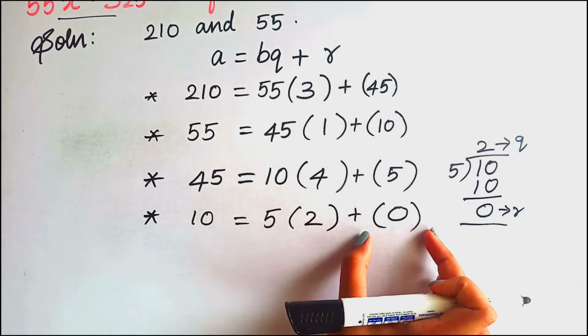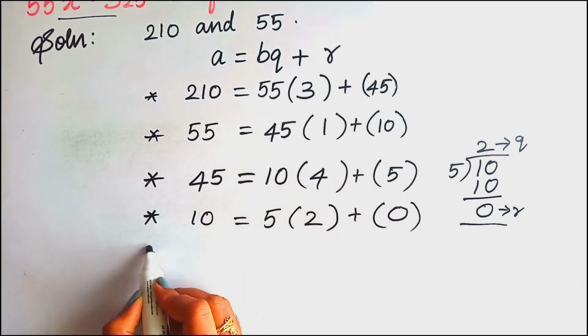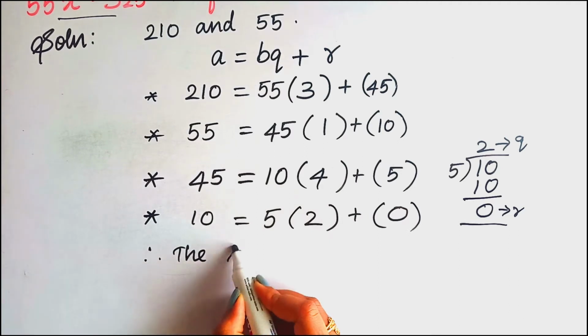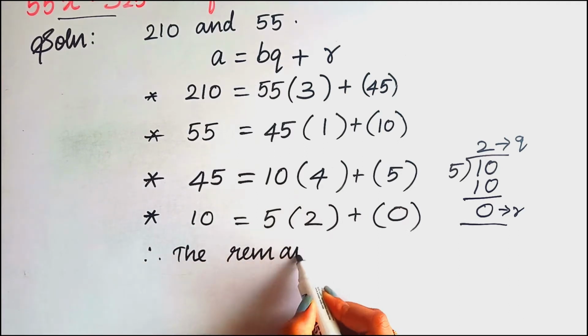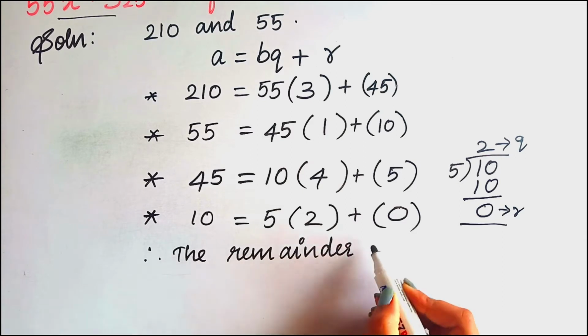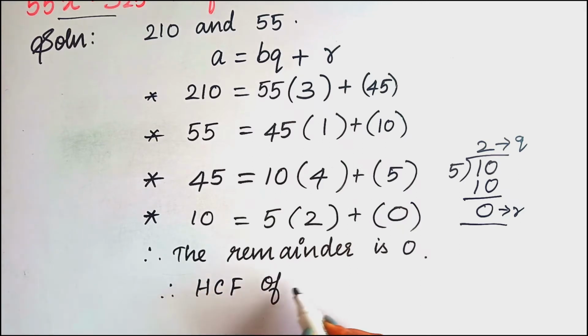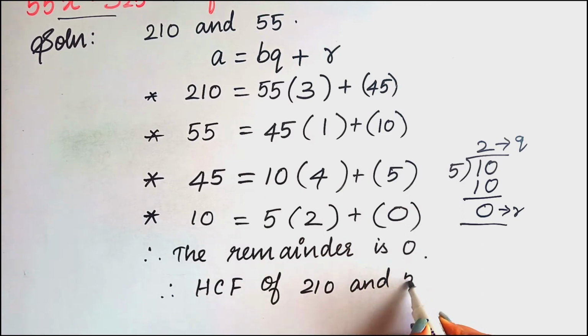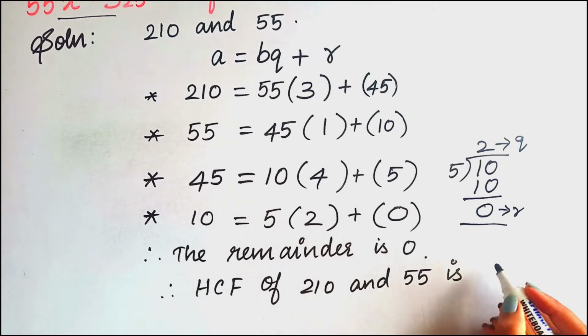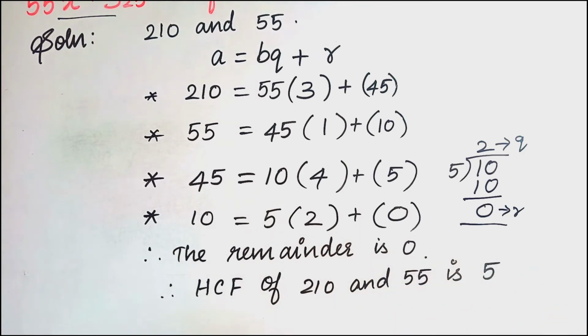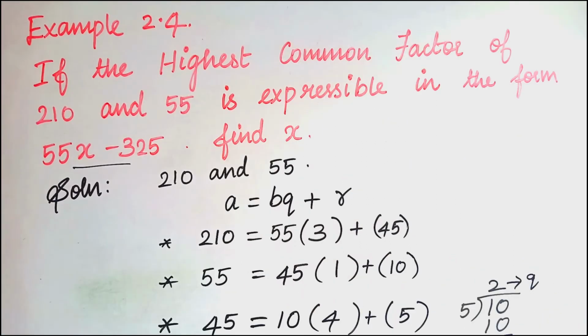Okay, so finally we got the remainder as 0. So therefore, the remainder is 0, and therefore the HCF of 210 and 55 is, what's the divisor here? 5. So the HCF is 5. Now let's see the question.